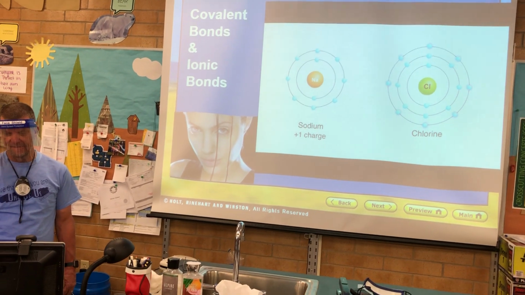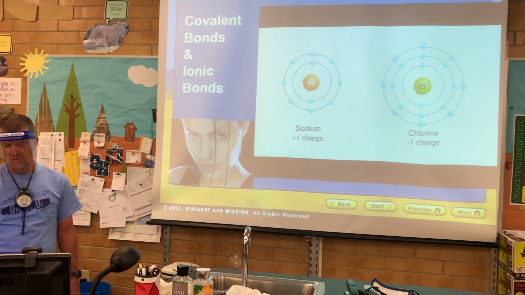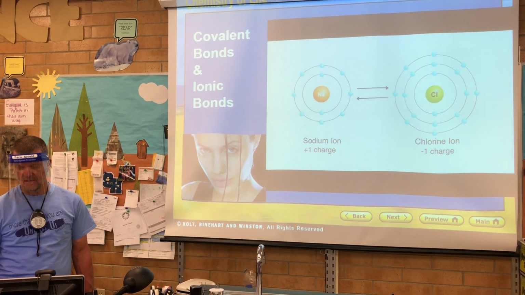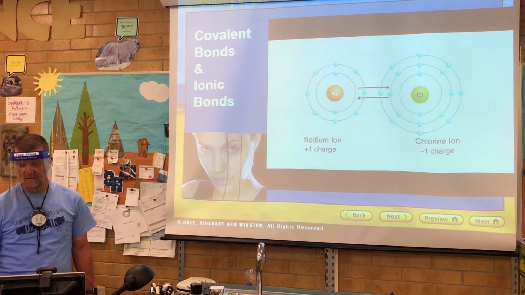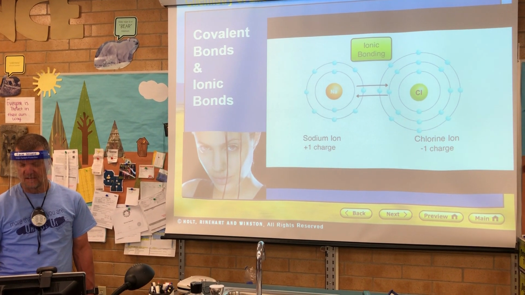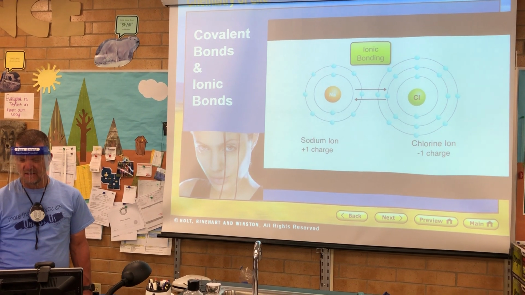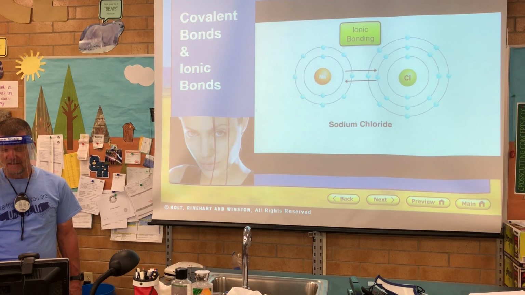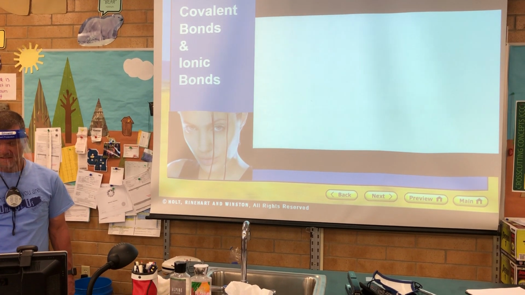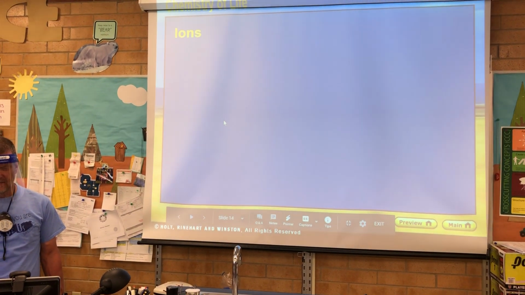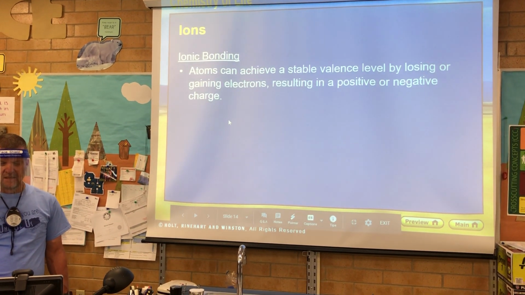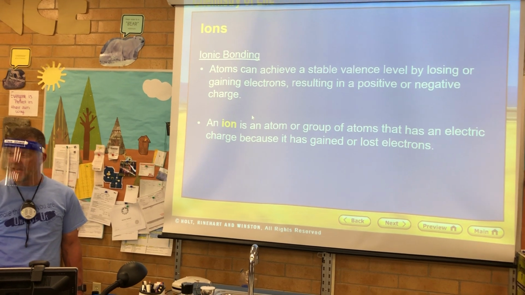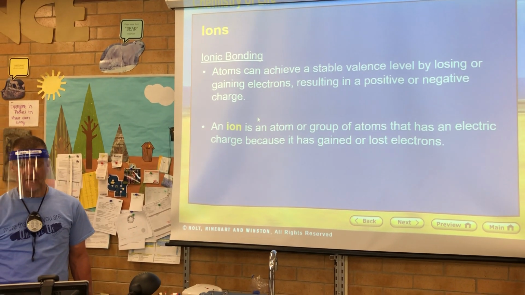When chlorine gains an electron, it becomes slightly negative. The charged sodium and chlorine atoms are called ions. Ions of opposite charge attract each other and form ionic bonds. In this case, the attraction of sodium and chlorine form a molecule called sodium chloride, or table salt. So, ions are atoms that have a negative or positive charge because they've lost or gained an electron.